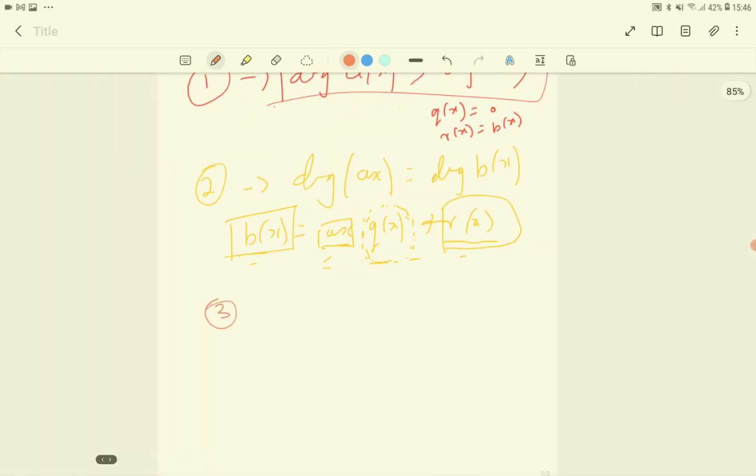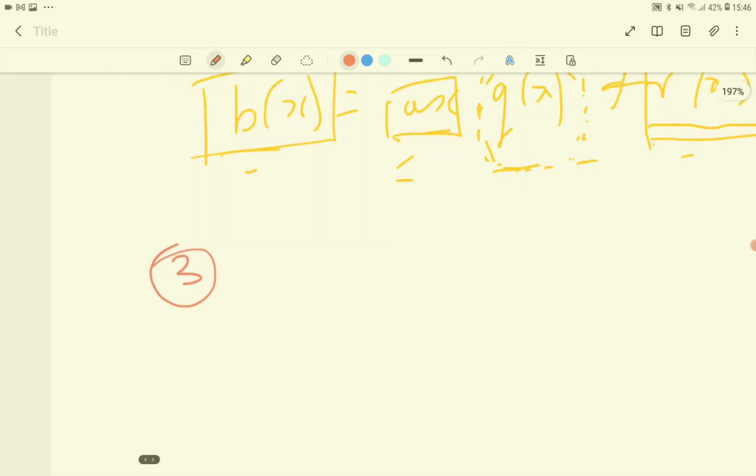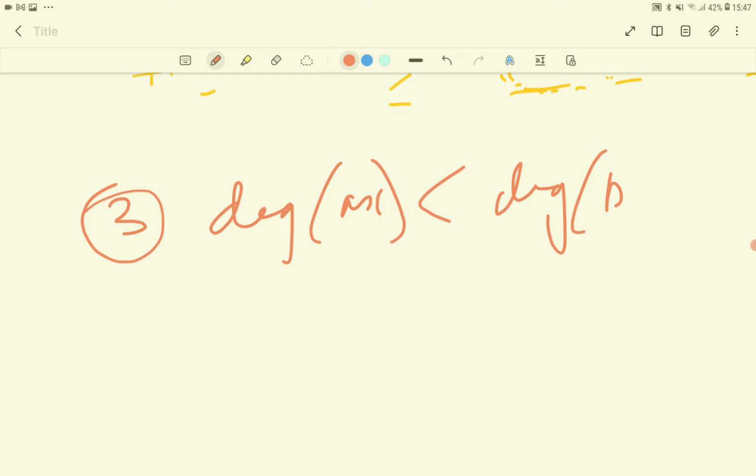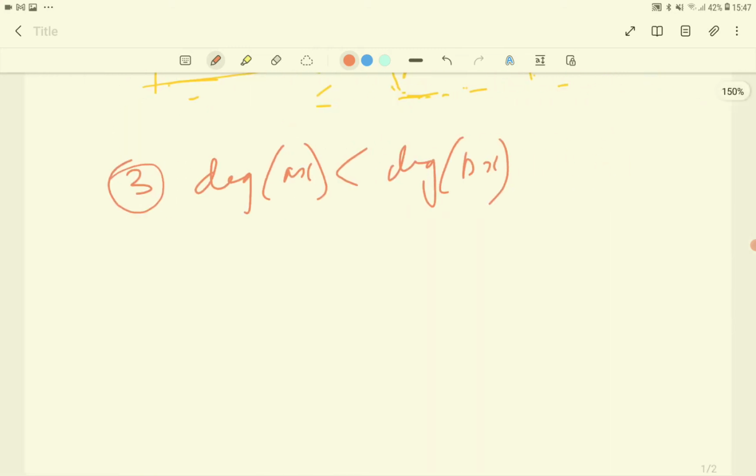Now let's go to the interesting case, which is case 3. I think this is why we are here. So the degree of a of x is strictly less than the degree of b of x, right? So how much more? Let's write that the degree of a of x plus L is equal to the degree of b of x.